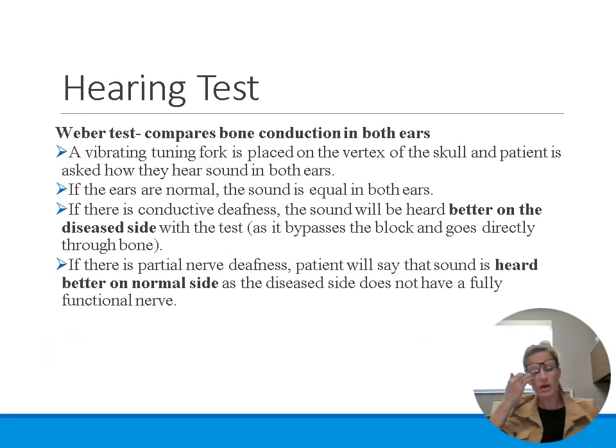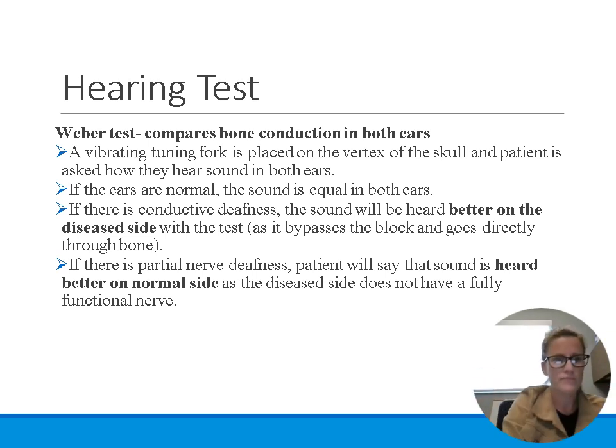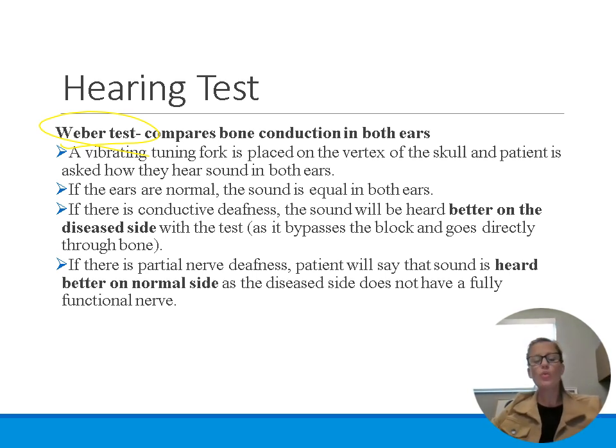So we're going to talk about a couple different hearing tests that we can do to check for hearing loss and to figure out what kind of hearing loss it is. First, we'll do the Weber test. The Weber test compares bone conduction in both ears.